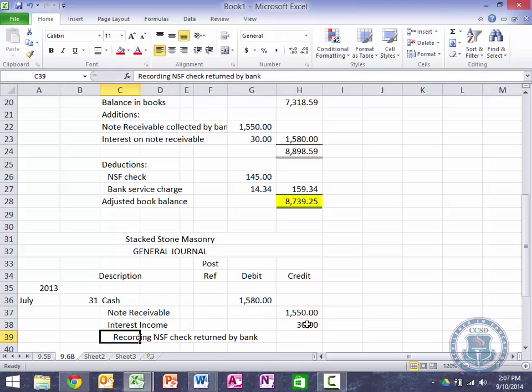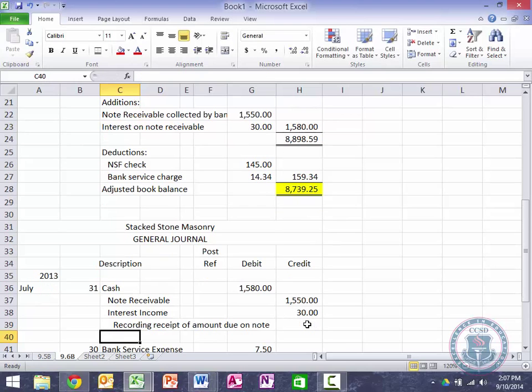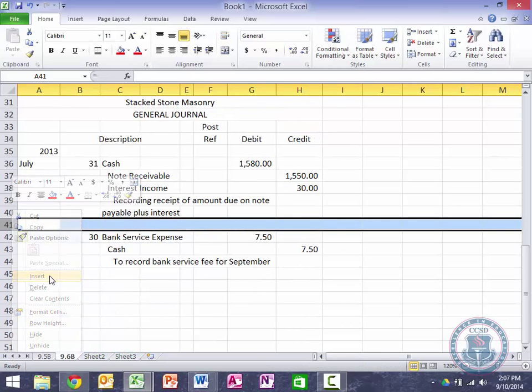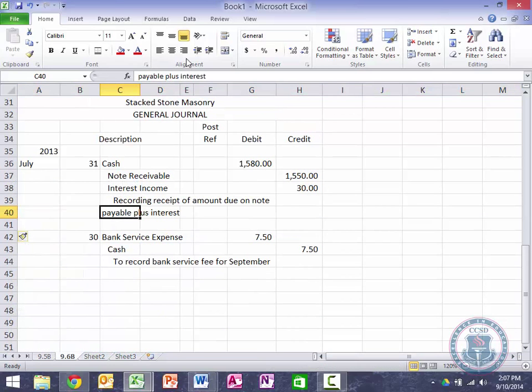So this is recording a receipt of amount due on note receivable. How do we know it was plus interest? $30 interest. Oh, it says interest on note receivable. Okay, fine. So we recorded that one.